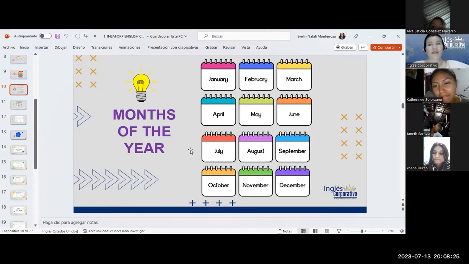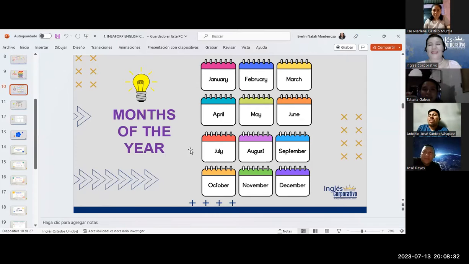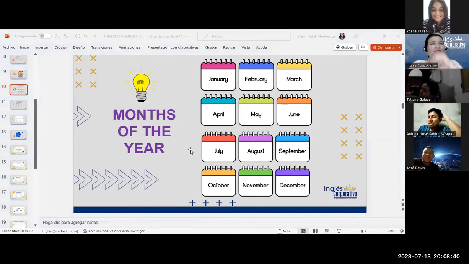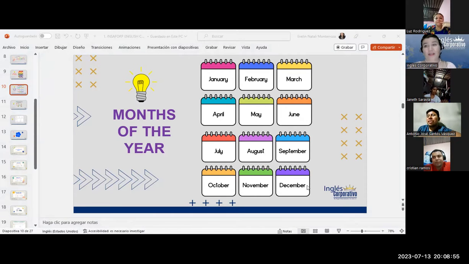What is the month for vacation? August, December, January, March. We have a lot of vacation, right? Si algo hacemos en El Salvador es tener vacaciones. We love vacations. Okay. What is your favorite month? October. December. October and December.